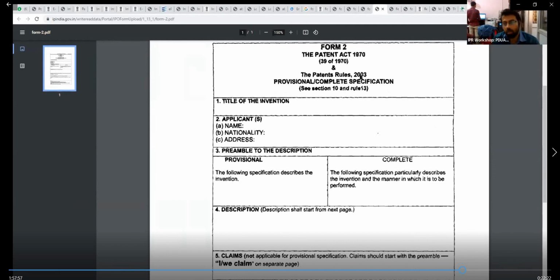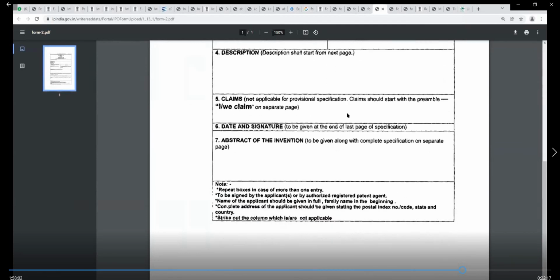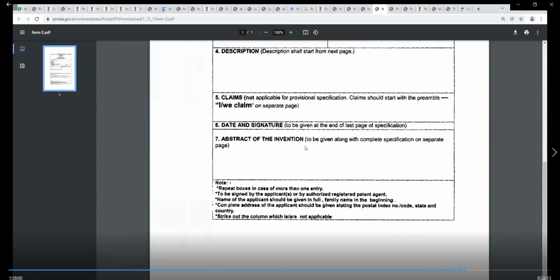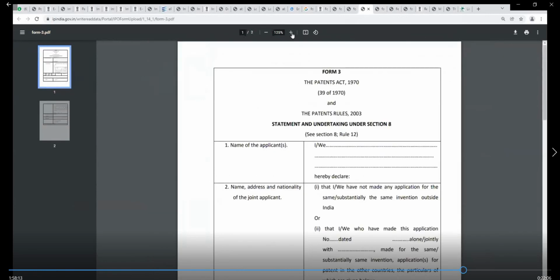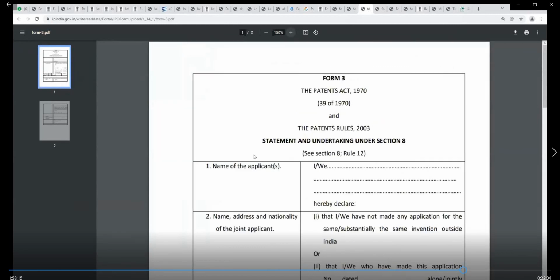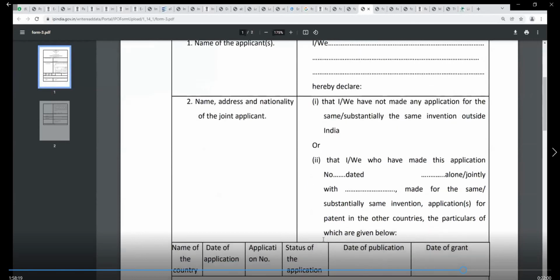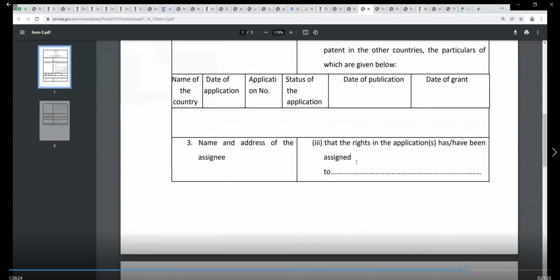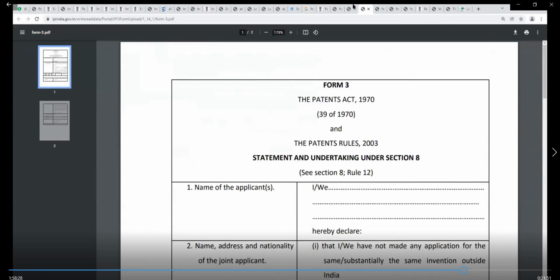Okay. So the form 2 looks like this, having provisional or complete specifications, and we have to file the details, the claims, the dates, nature, abstract of the invention, and the detailed description with the diagrams. So this is the form 3, which is with the statement and undertaking, which the applicant has to take himself in the presence of the attorney, or he himself can. So these are the things, the undertaking he has to sign, that I am applying for such and such thing. This is the true innovation.